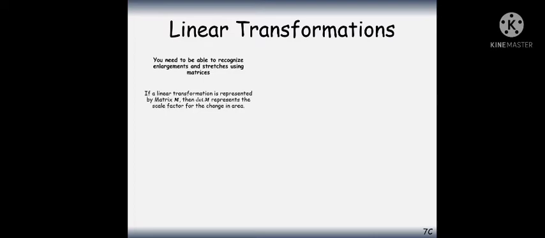So if a linear transformation is represented by matrix M, then the determinant of M represents the scale factor for the change in area. If the determinant is negative, it means that the shape has been reflected.